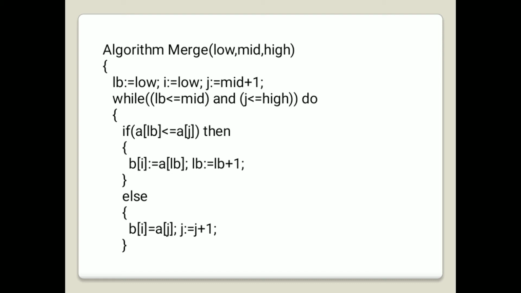Then the condition. If the condition is satisfied, we will be able to go inside. The condition is LB is less than or equal to mid and J is less than or equal to high. Then we will compare A of LB and A of J. When we compare, if A of LB is lesser, we store it in B of I. B is an auxiliary global array. Once the element is placed in the new array, we increment LB. Suppose we are putting J in the array, we will increment the J position.